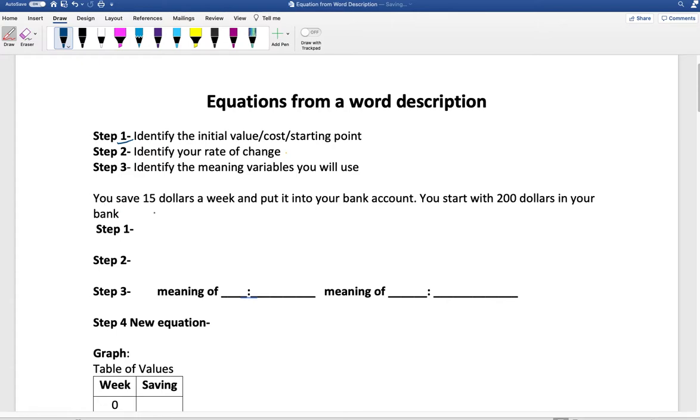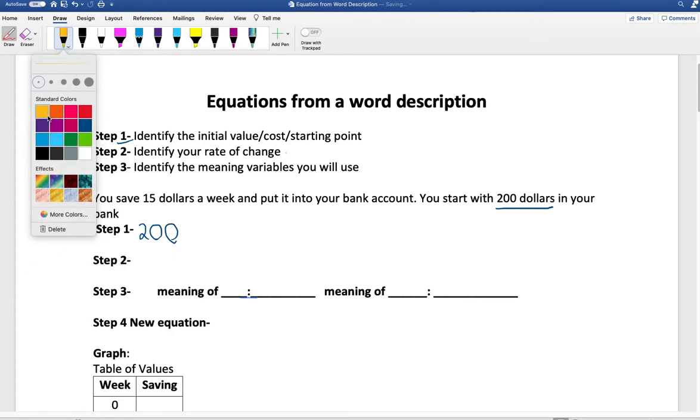It says you save $15 a week, and you put it into your bank account. You start with $200 in your bank account. So my initial value or cost here, I'll do this one in blue, is the $200. That's the initial amount I have in my bank account. So I'm looking here, I have 200.